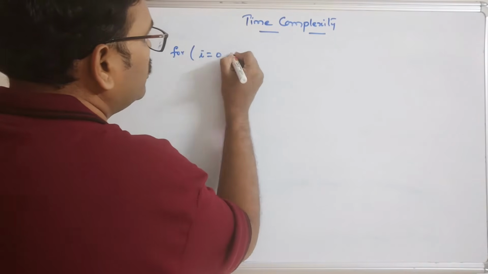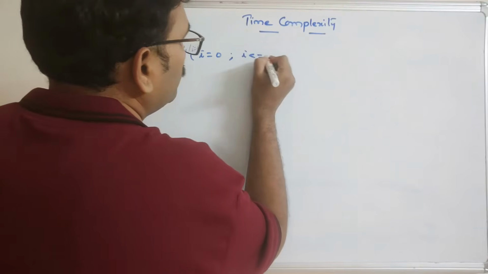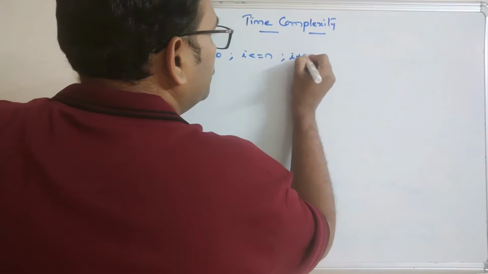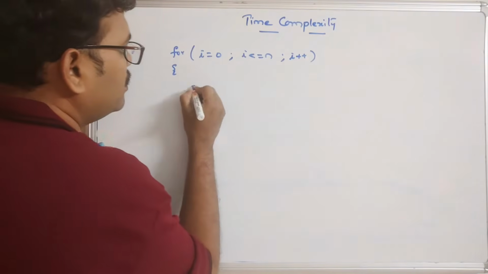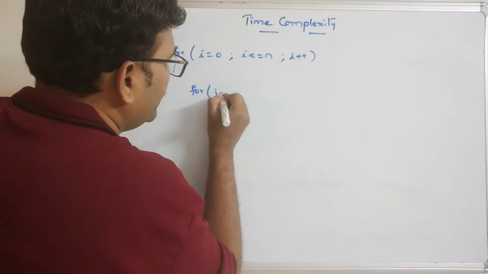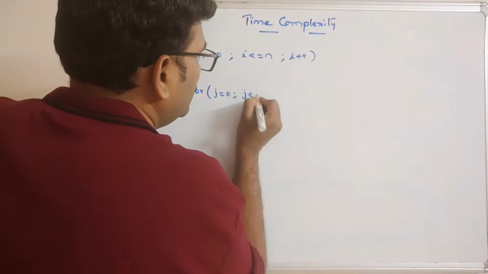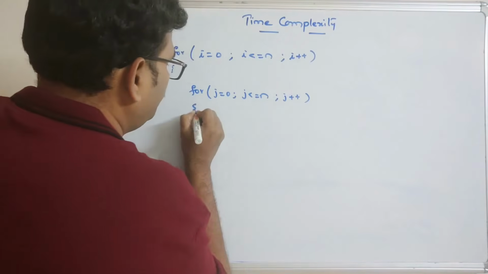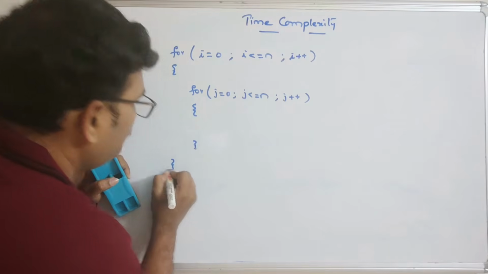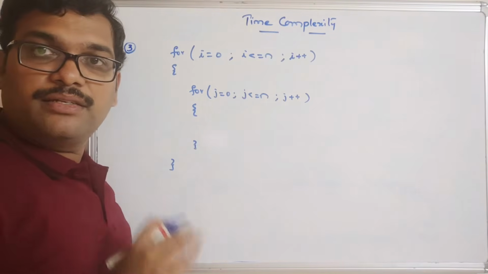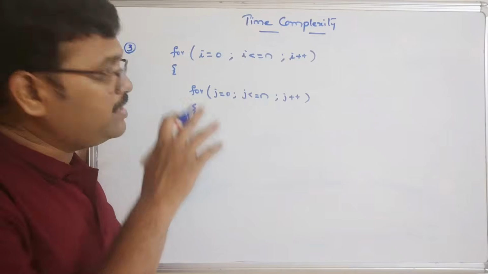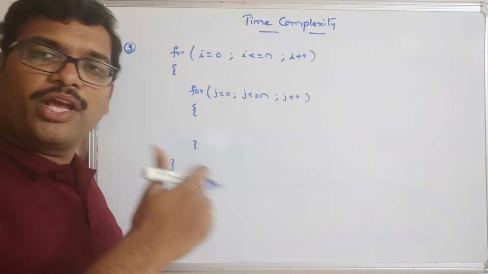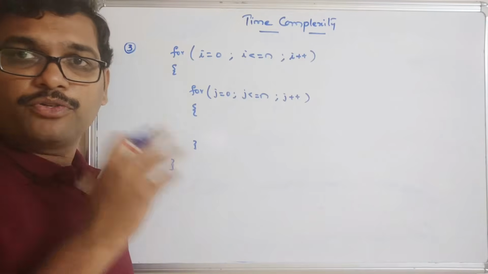For i is equal to 0, i less than or equal to n, again for j is equal to 0, j less than or equal to n, j plus plus. And see, this is a code. Let us see. So we know that this is a nested loop. Not only with the for loop, we can also go with the while loop, the same procedure.